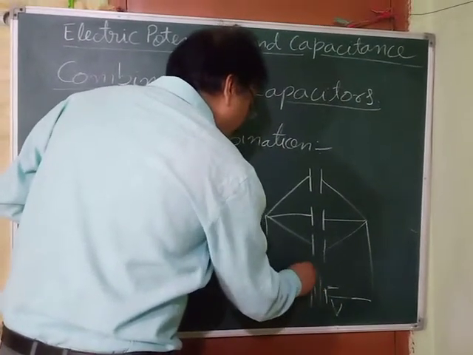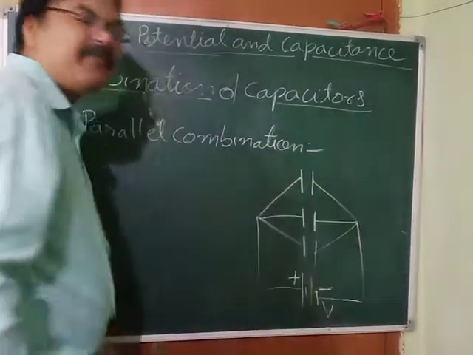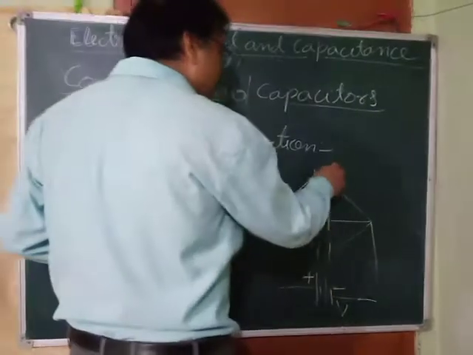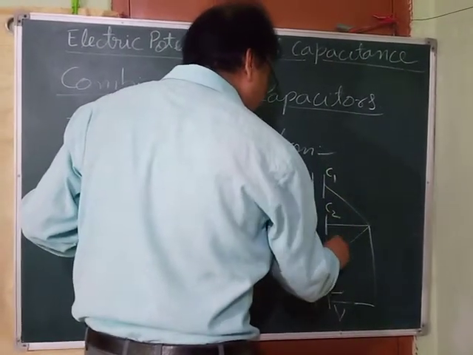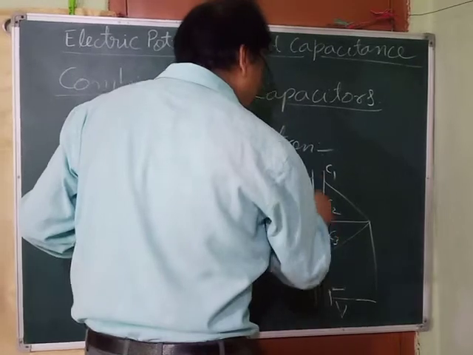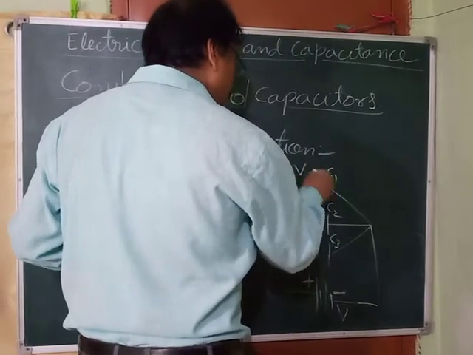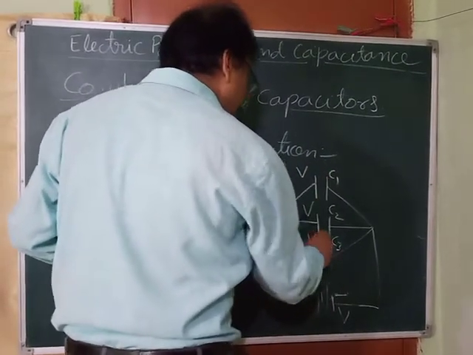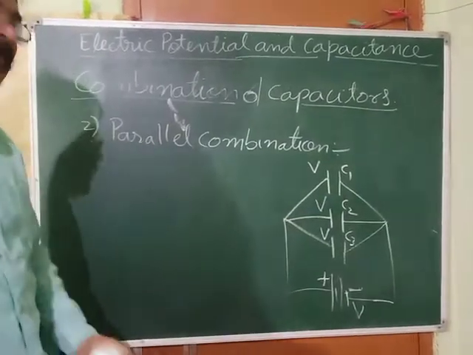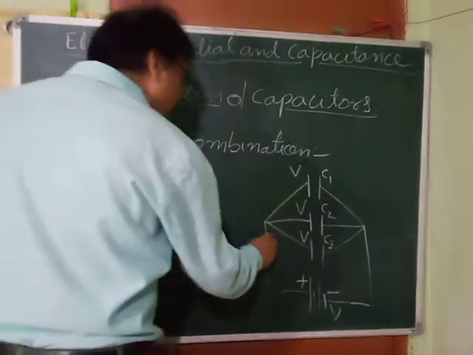In parallel, what do we know? Potential difference is the same. Suppose the capacitances are C1, C2, and C3. So the potential difference across this will be V, this also V, and this also V, because the potential difference is the same. Now suppose charge Q is traveling through this.